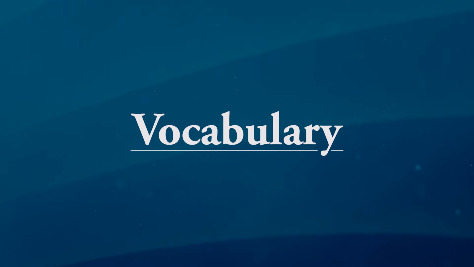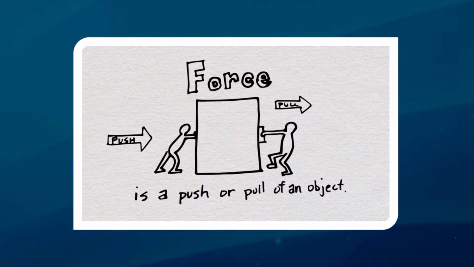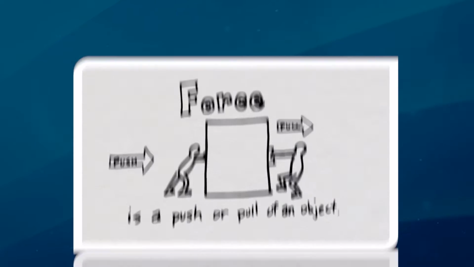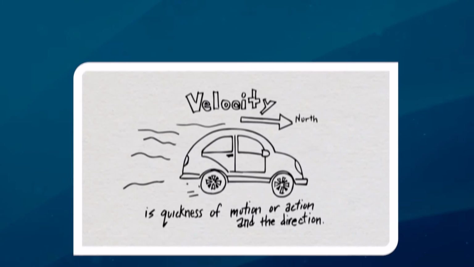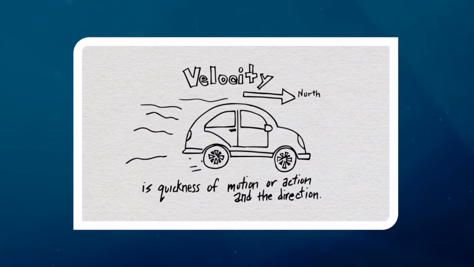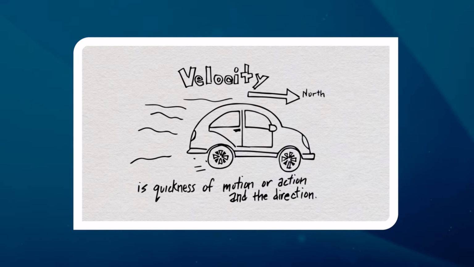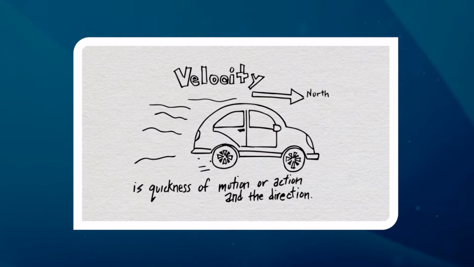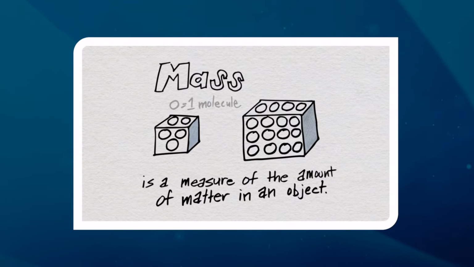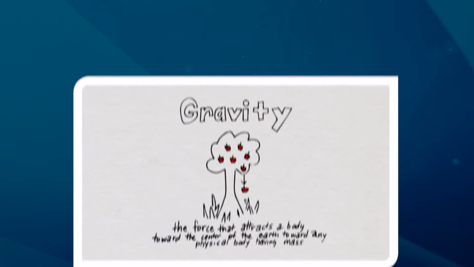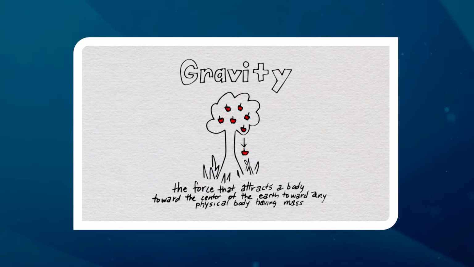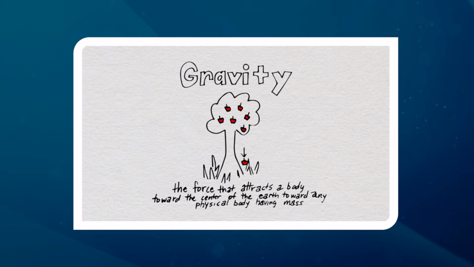Vocabulary that is helpful with students' understanding during this activity is force, which is a push or a pull of an object. Motion is a change in the position. Velocity is the quickness of motion or action and the direction. In this example, this car is traveling 50 miles an hour north. Mass is a measure of the amount of matter in an object. And gravity. Gravity is the force that attracts a body toward the center of the earth, toward any physical body having mass.